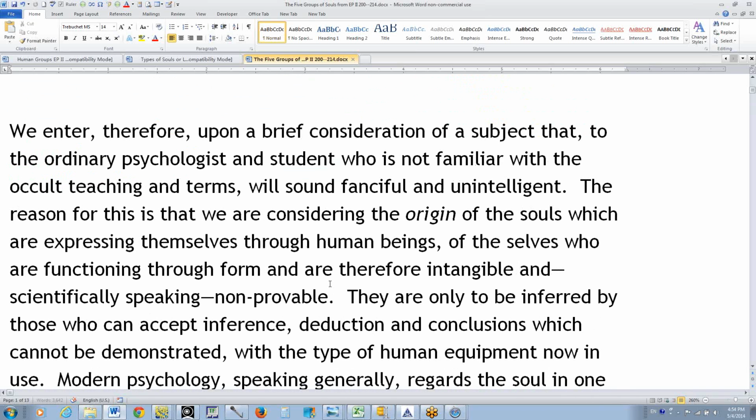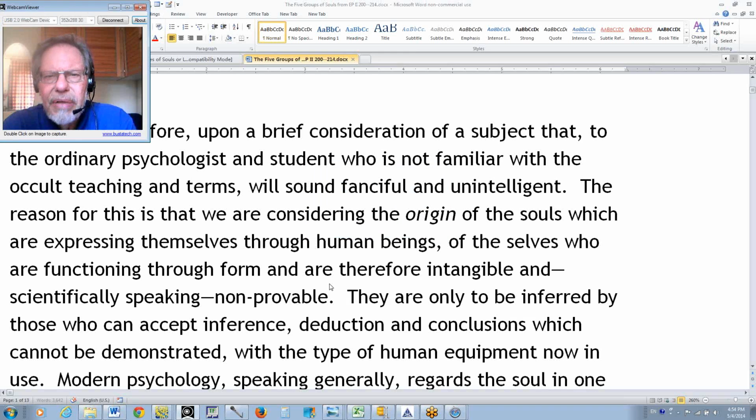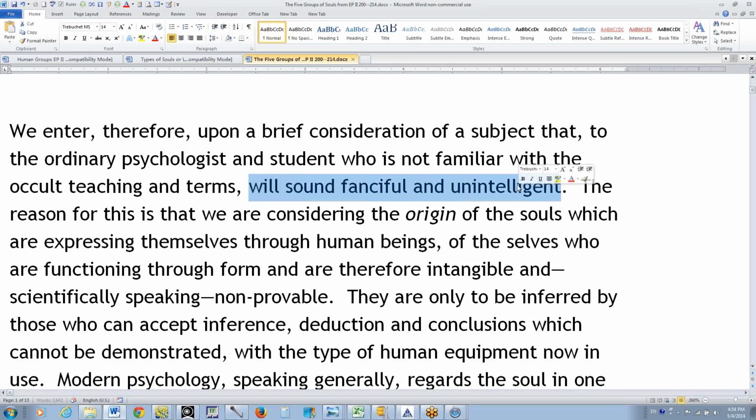So we enter therefore upon a brief consideration of a subject that, to the ordinary psychologist, who's dealing mostly with the personality, wouldn't we say, and student who is not familiar with the occult teaching and terms, will sound fanciful and unintelligent, as if we are making huge, fanciful assumptions. The reason for this is that we are considering the origin of the souls, or egoic units, higher ego, which are expressing themselves through human beings, members of the fourth kingdom.